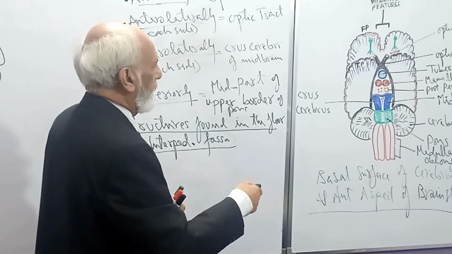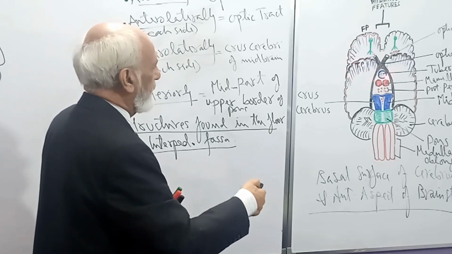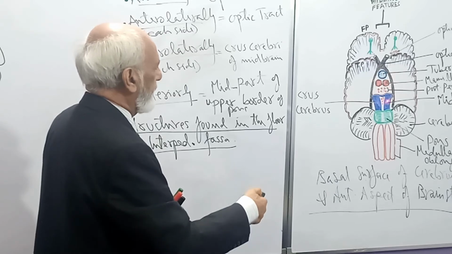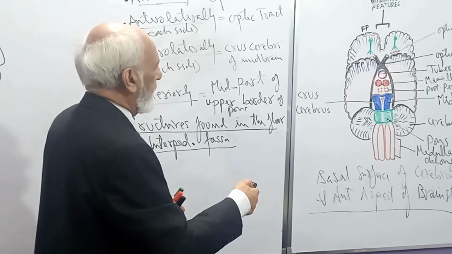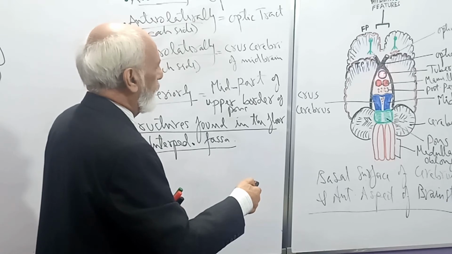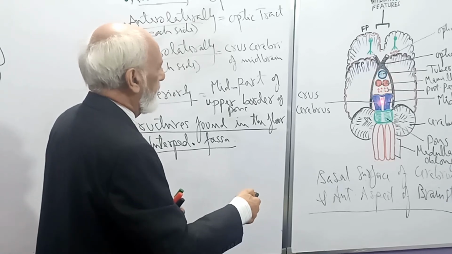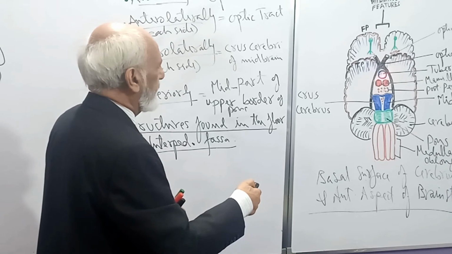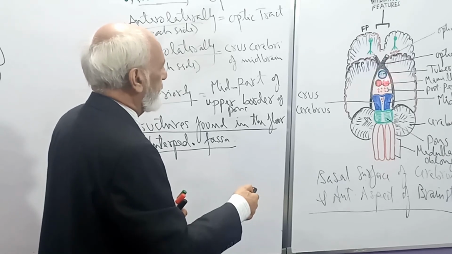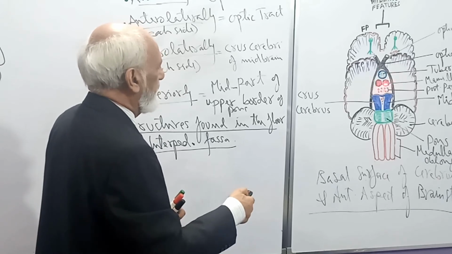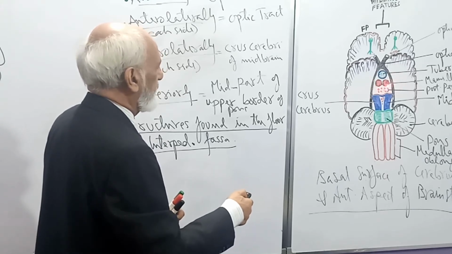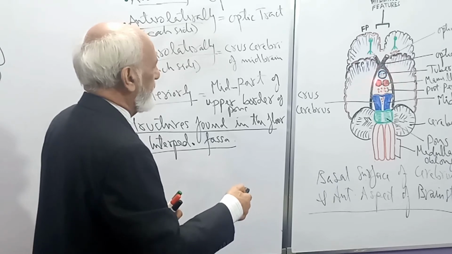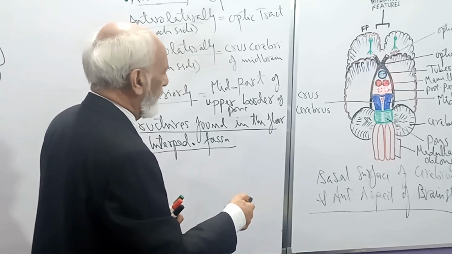So, what are the structures found in the floor of interpeduncular fossa? From before downwards, tuber cinereum located just behind the optic chiasma. Pituitary gland and stalk is not shown here because it's the inferior view. And then you can see the right and left mammillary bodies. Behind is the posterior perforated substance. These are the structures seen in the floor of the interpeduncular fossa.